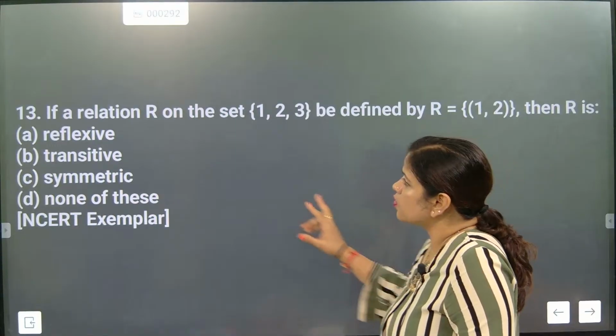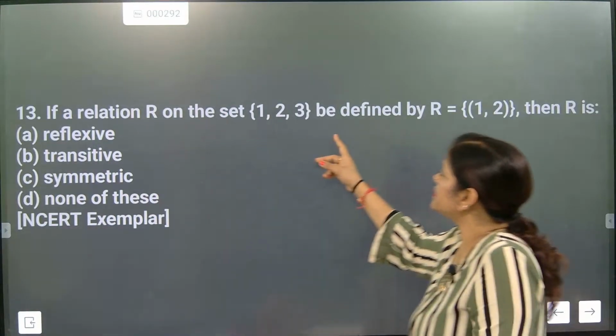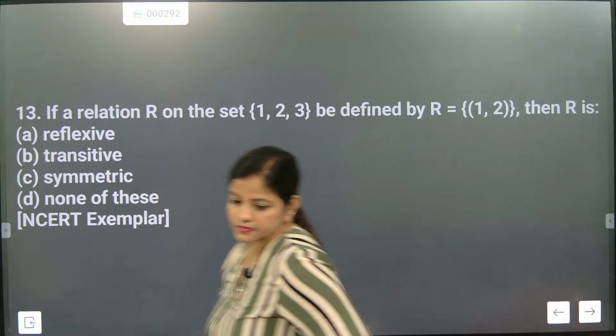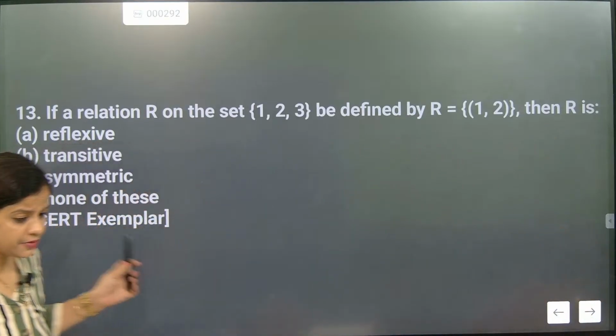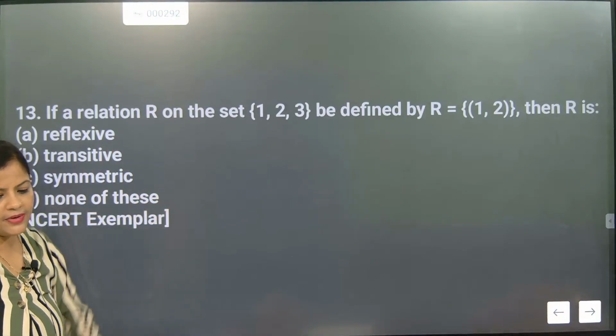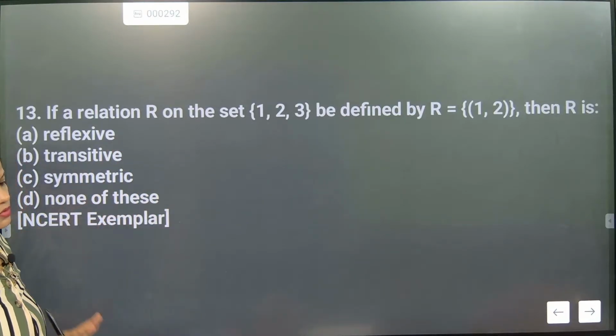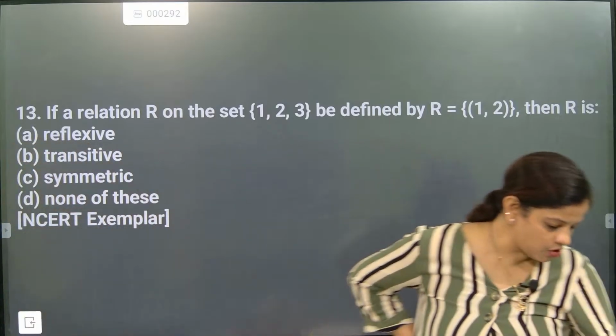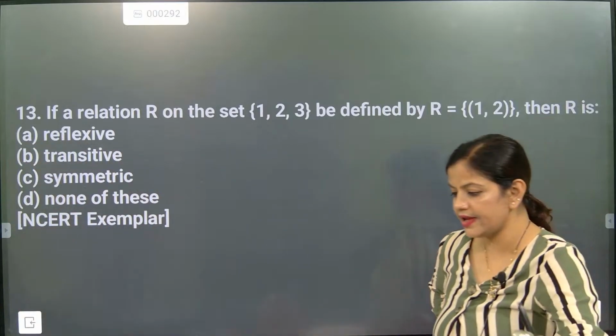Now, beta, you please go for it. A relation R on the set is given as only 1, 2. Then R is... You very cleverly attempted this question, children. A relation is given because only one element is given, 1 comma 2. Then what is R here? The relation given here is only 1 comma 2. Then what is R here?